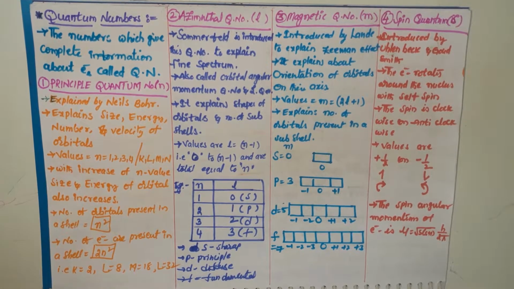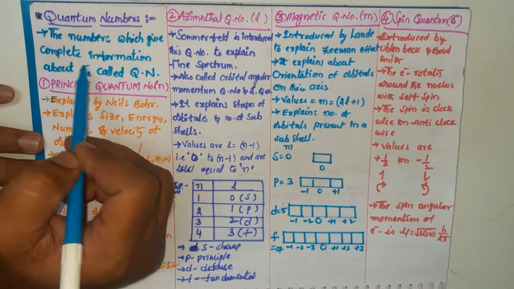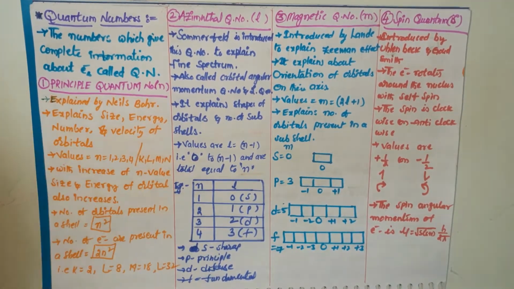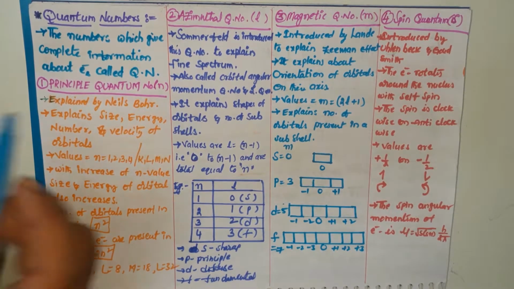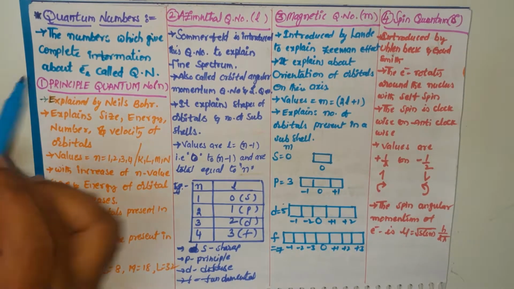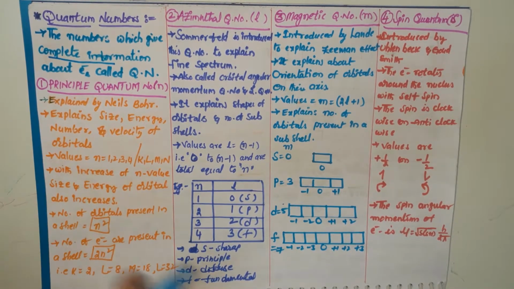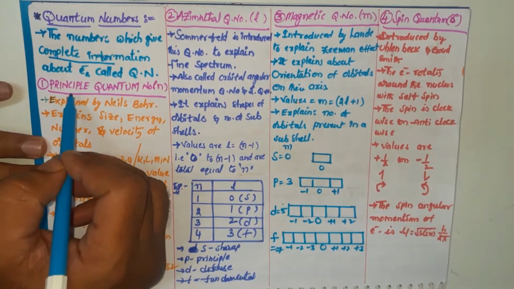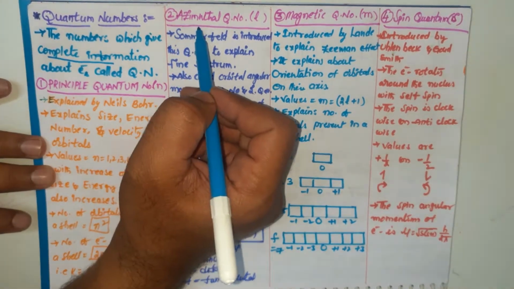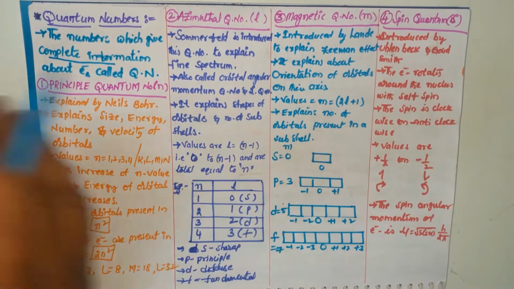Today we are going to learn about quantum numbers in the atomic structure lesson. What are quantum numbers? What is the use of quantum numbers? The numbers which give complete information about electrons, orbitals and subshells are called quantum numbers. They give complete information about electrons present in orbitals in the atom.